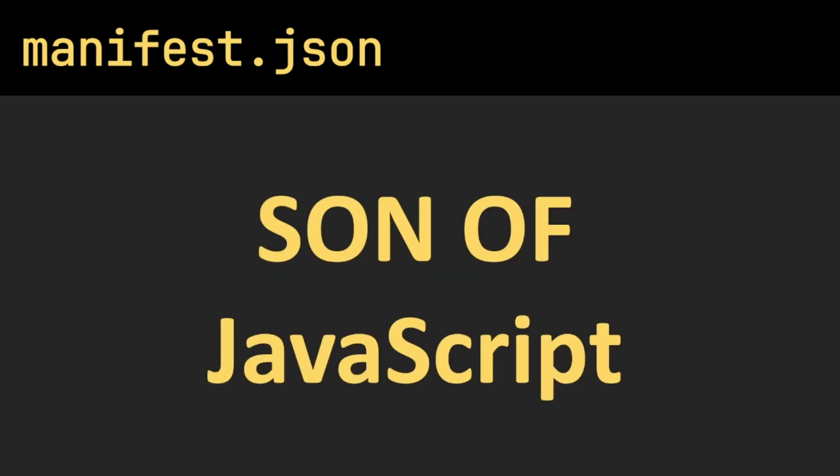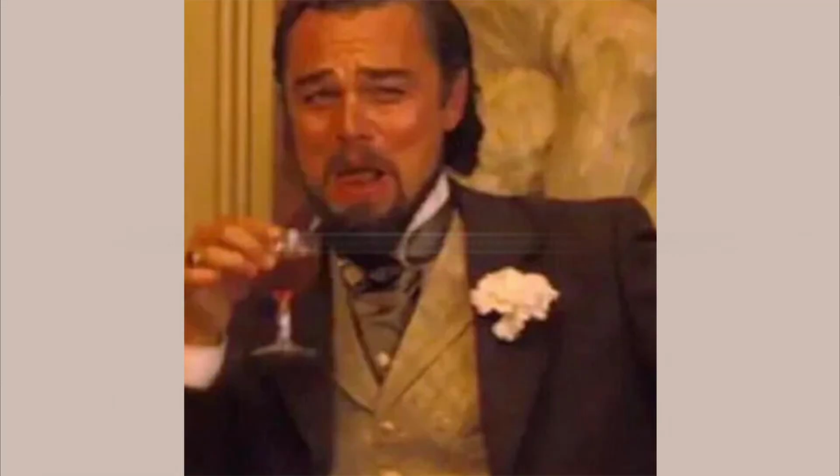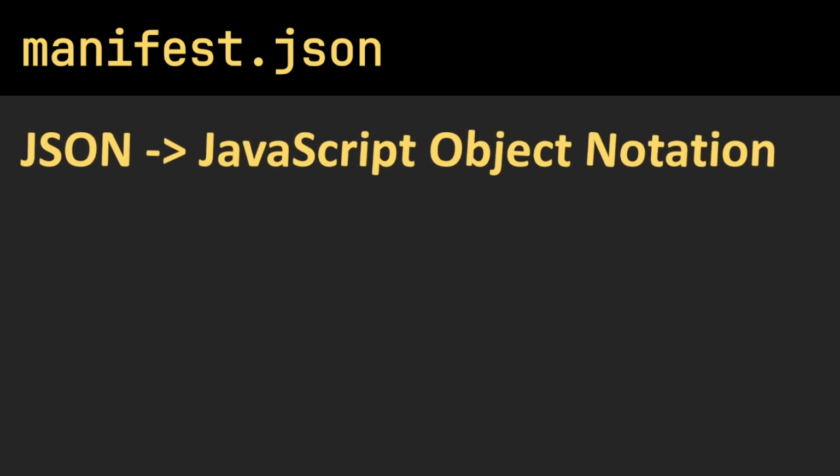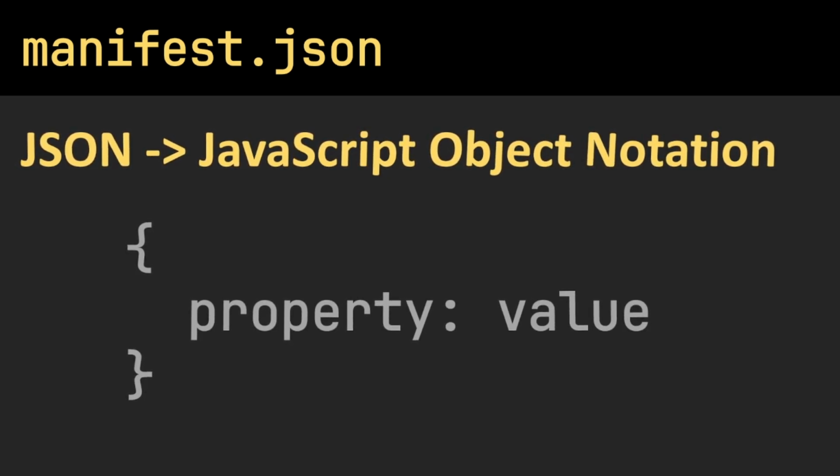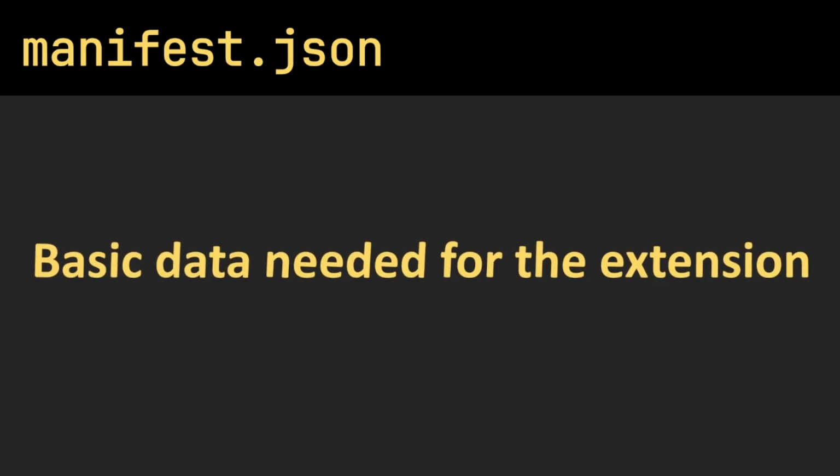So what's manifest.json? But before that, we need to know what is JSON. So JSON is basically the son of JavaScript. Jokes apart, JSON stands for JavaScript Object Notation and it is used to store data in the format of a JavaScript object. So the manifest.json will contain the basic data needed for the extension.